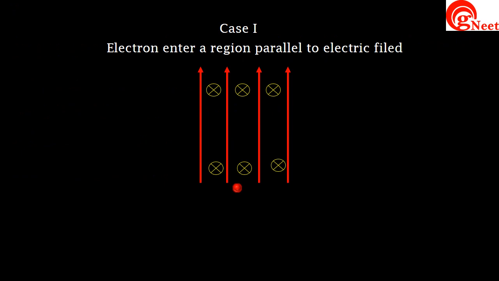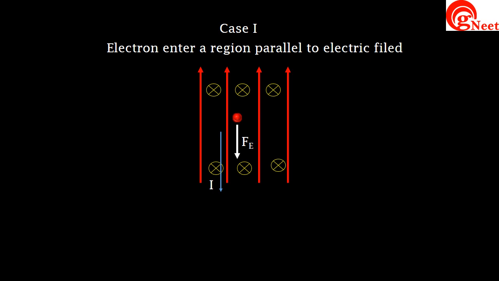In case 1, the electron enters the region parallel to the direction of the electric field. We know that the electric force on a negatively charged electron is opposite to the direction of the electric field, shown by the white arrow in the figure and named Fe. To find the direction of magnetic force, we require the direction of the current. The conventional direction of current is opposite to the direction of electron flow. Current direction is shown by the downward blue arrow and named I.